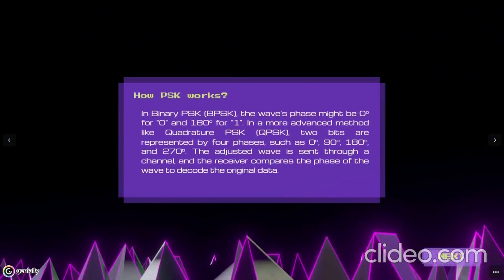So, how does PSK work? In binary PSK, BPSK, the wave phase might be 0 degrees for bit 0 and 180 degrees for bit 1. In a more advanced method like quadrature PSK, QPSK, two bits are represented by four phases such as 0 degrees, 90 degrees, 180 degrees, and 270 degrees. The adjusted wave is sent through a channel, and the receiver compares the phase of the wave to decode the original data.